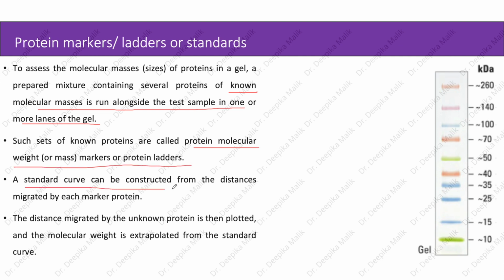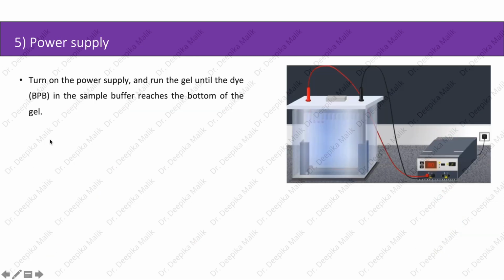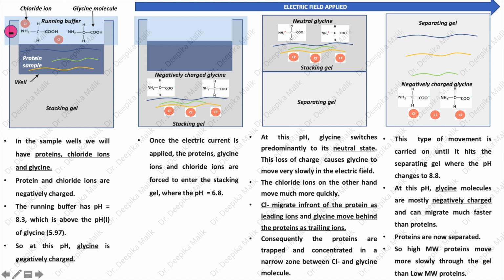A standard curve can be constructed from the distances migrated by each marker protein. The distance migrated by the unknown protein is then plotted and the molecular weight is extrapolated from the standard curve. After the loading, turn on the power supply and run the gel until the dye bromophenol blue in the sample buffer reaches the bottom of the gel. Now the next slide will give you a clear understanding of how proteins are being separated within the gel.